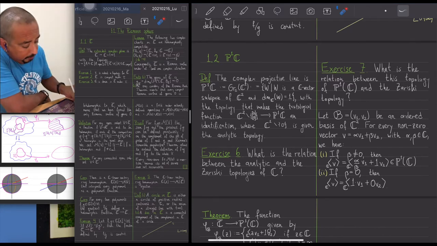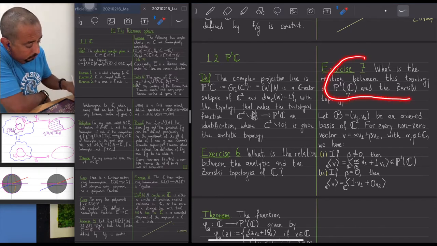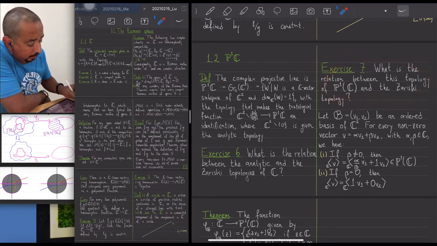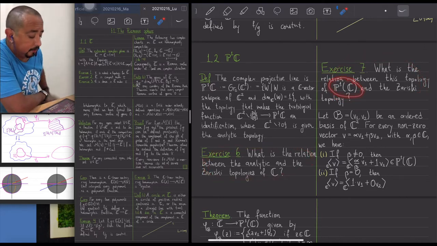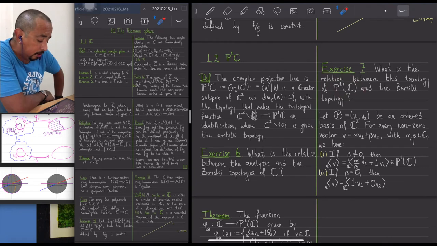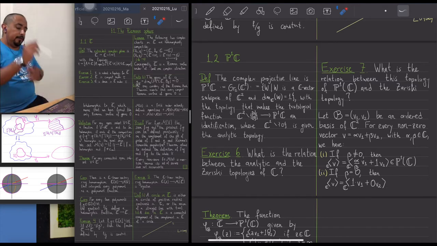So the exercise is to give the analog of what I just discussed, but for P1C. So to say, what's the relation between the Zariski and the analytic topologies of P1C. Okay.